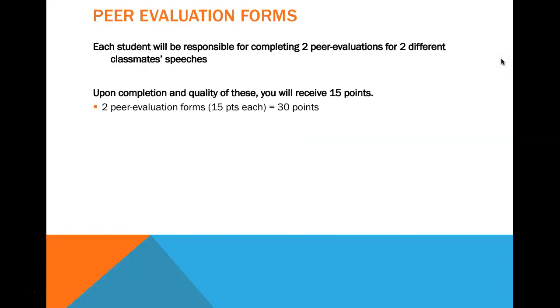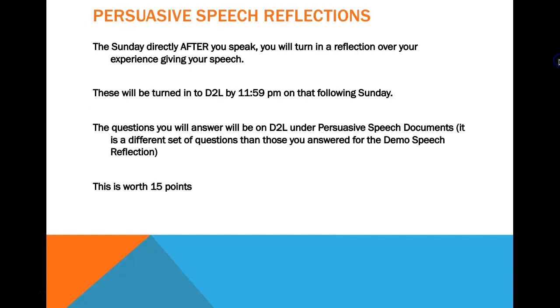All right, peer evaluations, you are going to do the same thing that you did last time for these. So I might have you do something a little bit different, but you are going to do some rendition of peer evaluations, and you're going to do 2 of them. And they are 15 points each, so that adds up to 30 points.